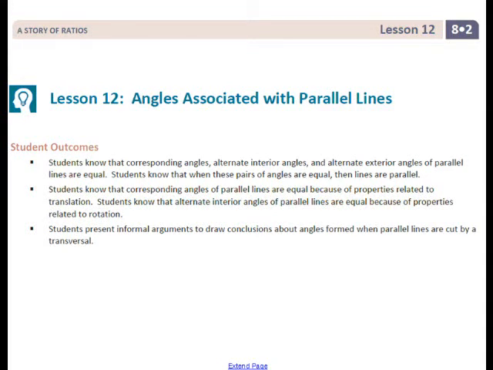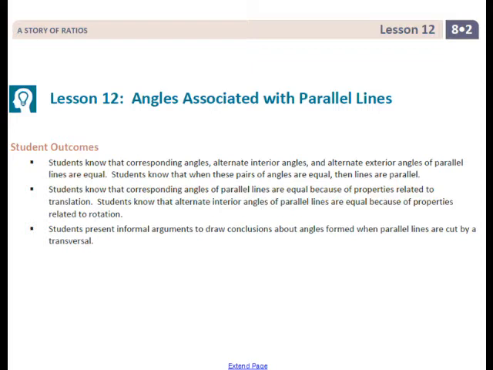This is Mrs. Appia with Lesson 12, Angles Associated with Parallel Lines. Student outcomes for this lesson. Students know that corresponding angles, alternate interior angles, and alternate exterior angles of parallel lines are equal.